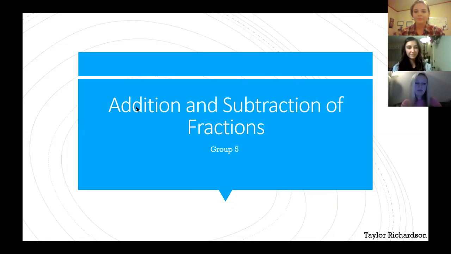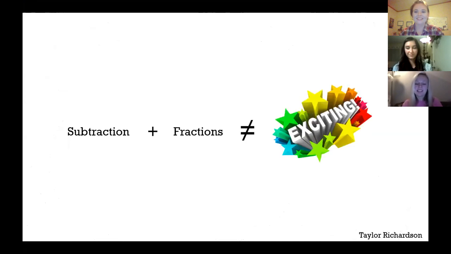Okay. Hi, everybody. If you're anything like me, the 2 words subtraction and fraction don't sound very exciting when they're put in the same sentence with each other. My name is Taylor Richardson, and I'm here to help you learn some different strategies and pointers for solving subtraction problems with fractions.